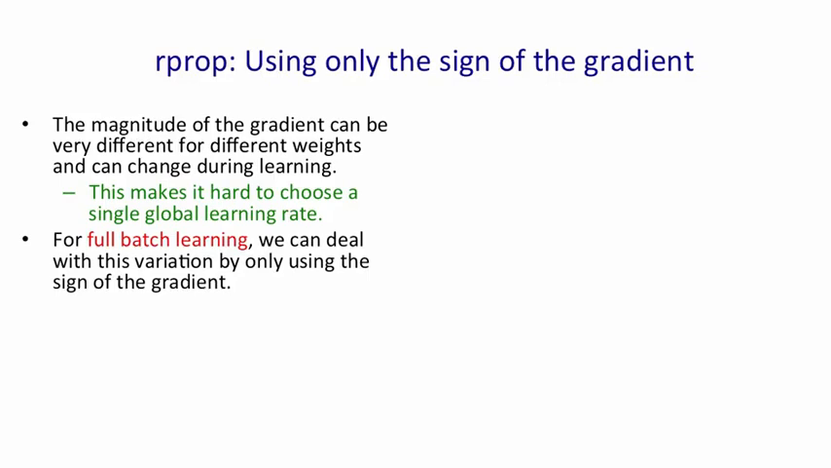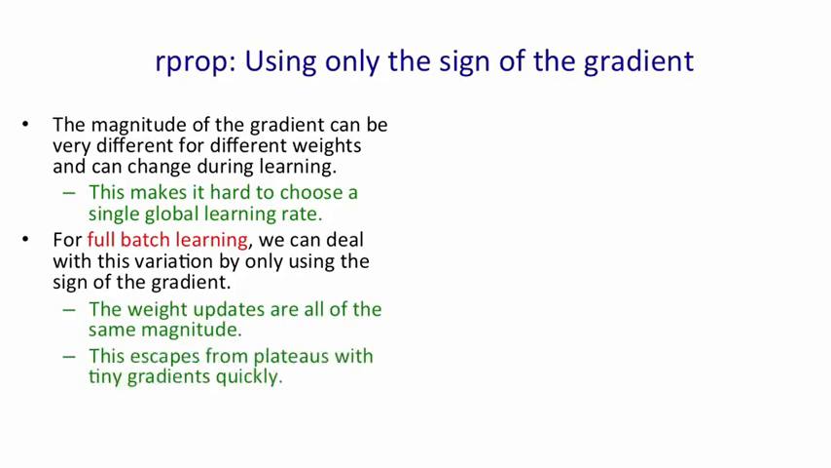Some gradients can be tiny and others can be huge, and that makes it hard to choose a single global learning rate. If we're doing full batch learning, we can cope with this big variation in gradients by just using the sign of the gradient. That makes all of the weight updates be the same size. For issues like escaping from plateaus with very small gradients, this is a great technique, because even with tiny gradients we'll take quite big steps.